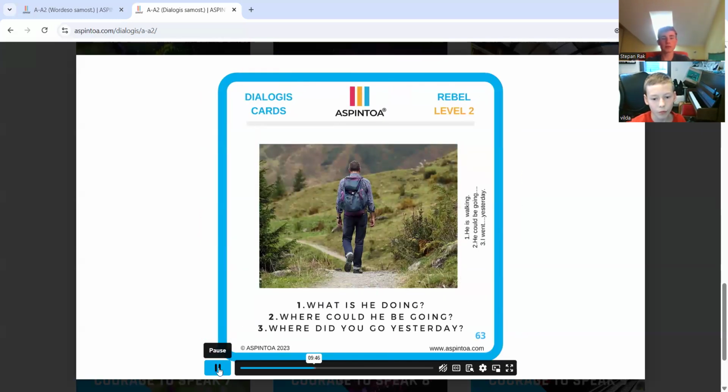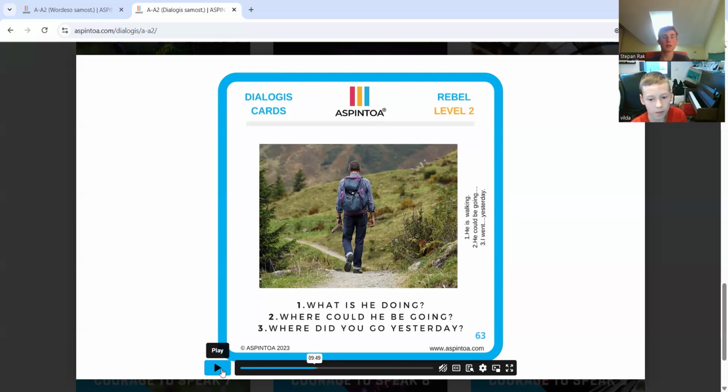What is he doing? He is hiking. And where could he be going? He could be going on the hill. Maybe he could be hiking to a campsite, to sleep for the night. Who knows? Or up the hill, or to see the views.